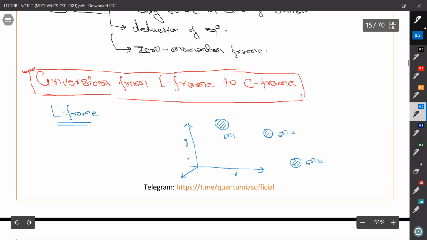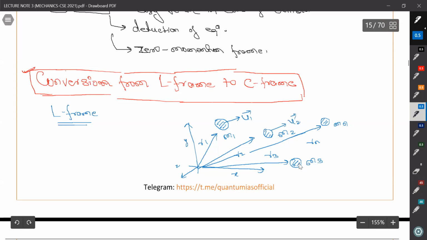This is X, Y and Z. M1 is at R1 vector, this is at R2 position vector, and this is R3. Let us consider 3 particles for now, or we can take n particles. Let us take n particles, and this is Mn at Rn. So we have n particles here, and suppose this is moving with u1 velocity, this is u2, this is u3, and this is u4. Direction of these are not same, right?